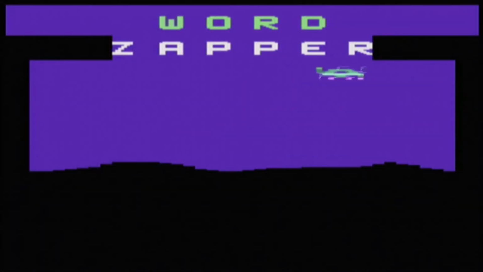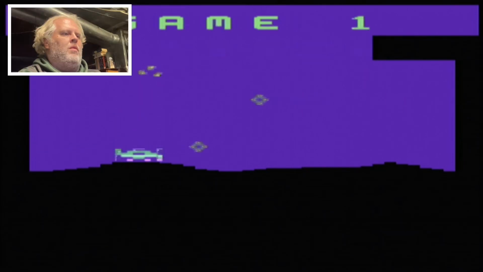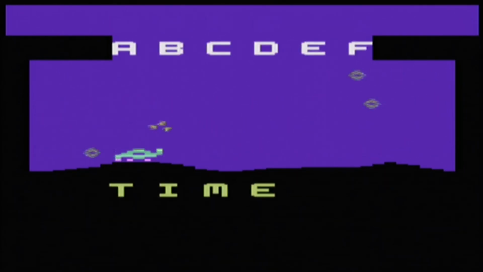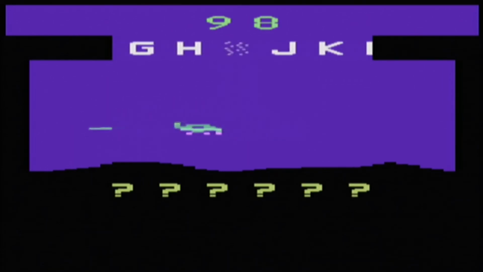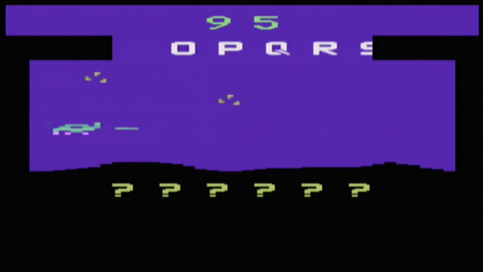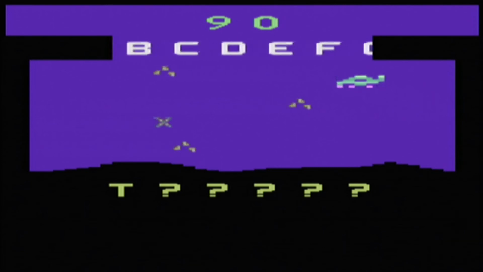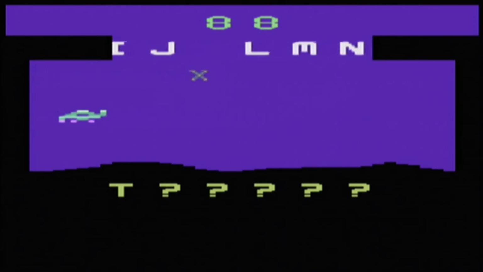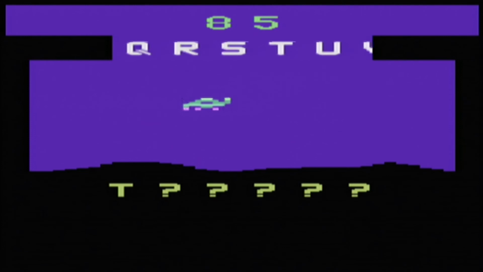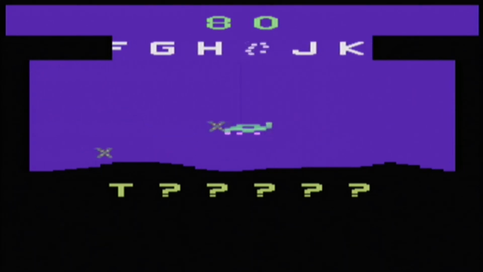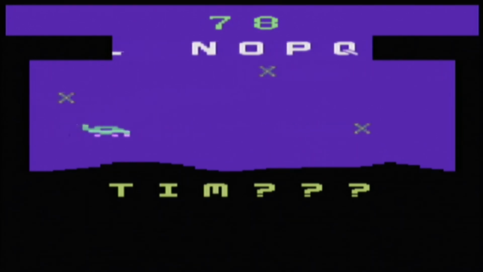Word Zapper. Already this game looks pretty cool, doesn't it? So with game 1, the principle is you gotta blast the letters to spell the word. And you gotta blast the right one. There's a temptation to blast every letter there is. You missed the spelling there. You also gotta be careful of the distractions of the other objects around you.